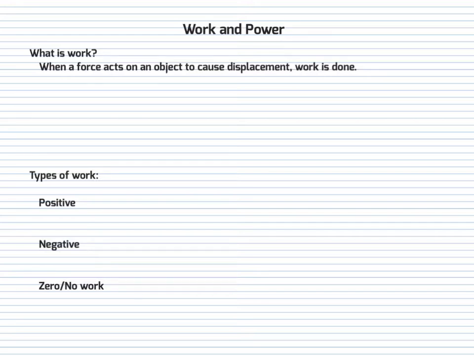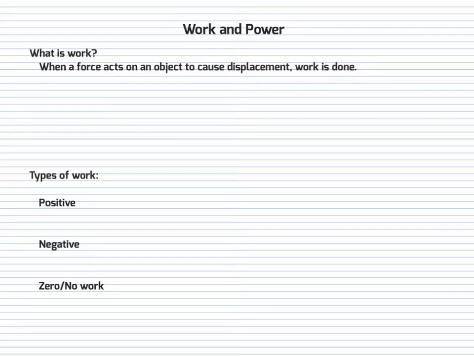So first and foremost, our verbal definition for work, it's not really a definition, but just understanding when work is done. We say that work is done when a force acts on an object to actually cause that object to displace itself. So that object actually has a displacement.